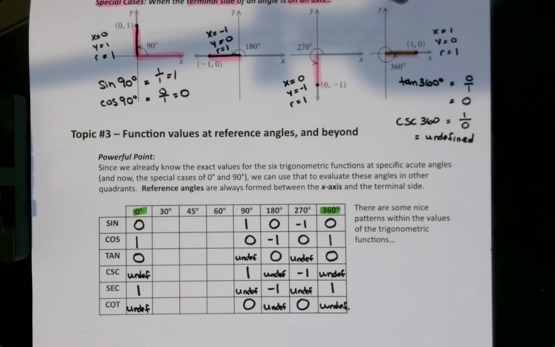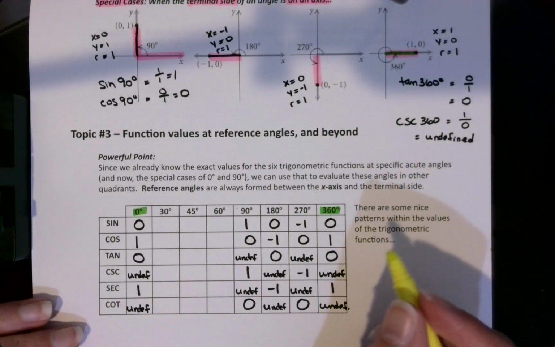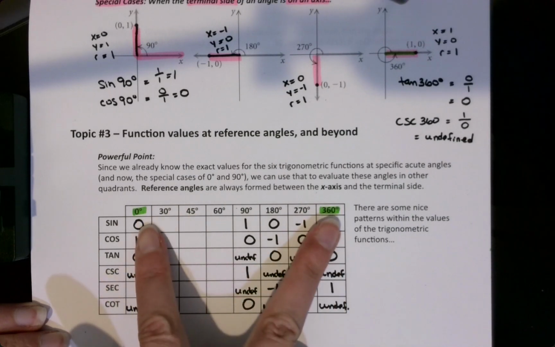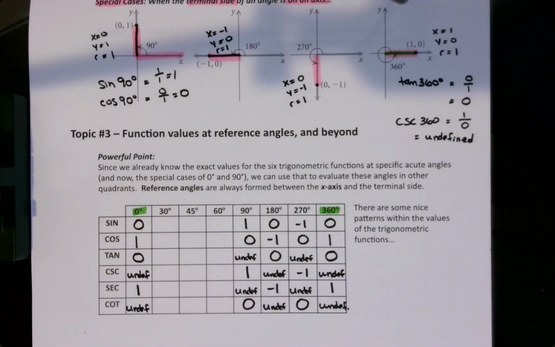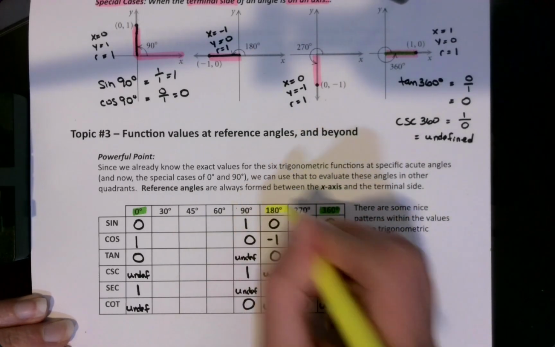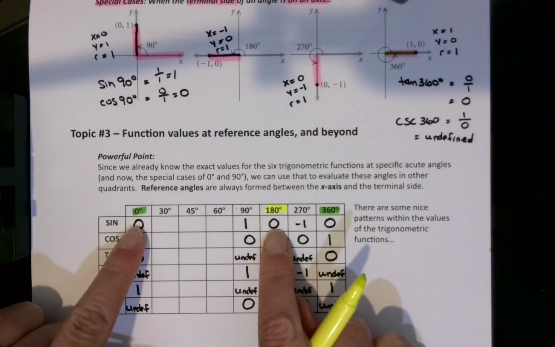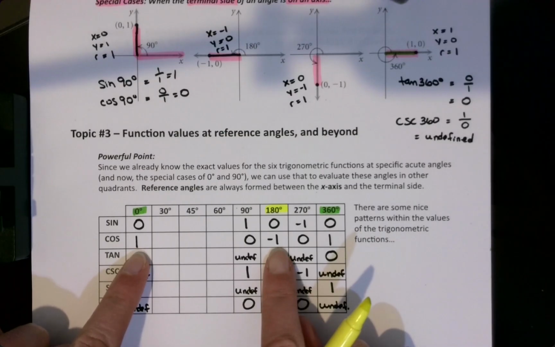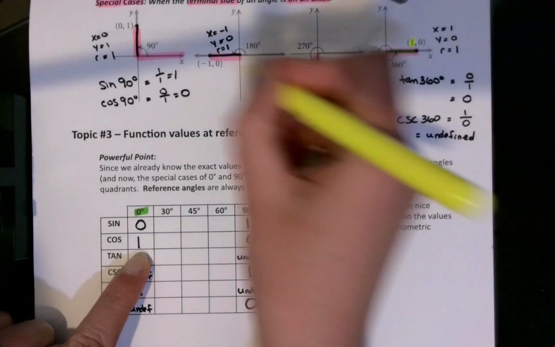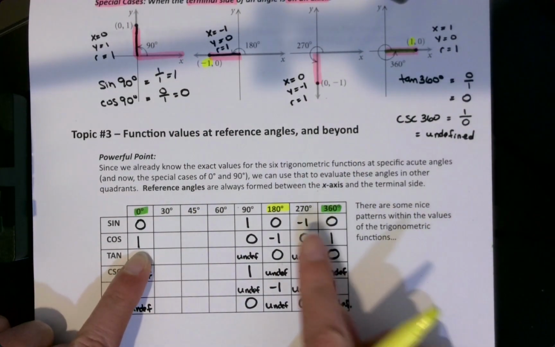I notice as well that the 0 and 360, those were the same. And the 180, it's not the same, but it's pretty darn similar. The only difference is that the x-coordinate, instead of being a +1, the x-coordinate is a -1 for the 180.